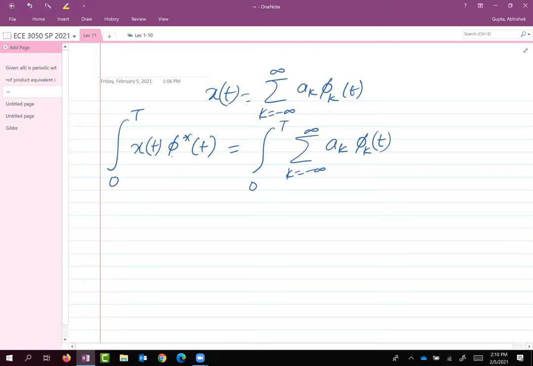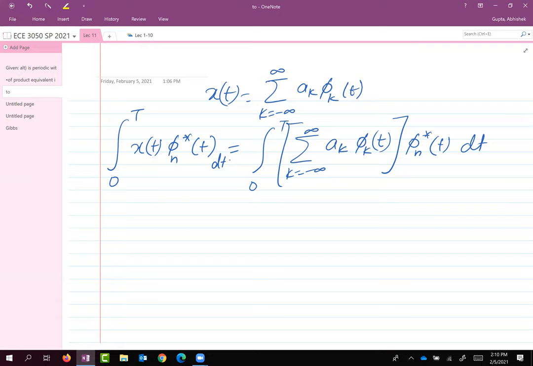Okay, let me use some other n, phi n star t dt. Okay, so I have an integral, and then I have a summation, and that entire summation gets multiplied by phi n star t, and then we are taking the integral over dt. So what should we do next?